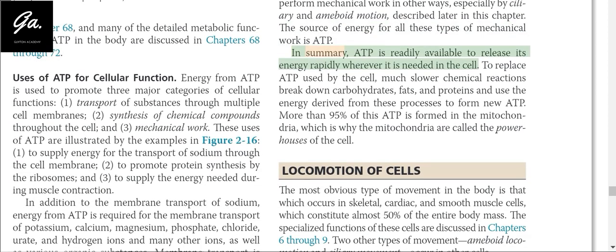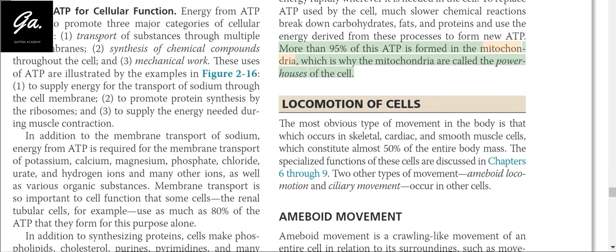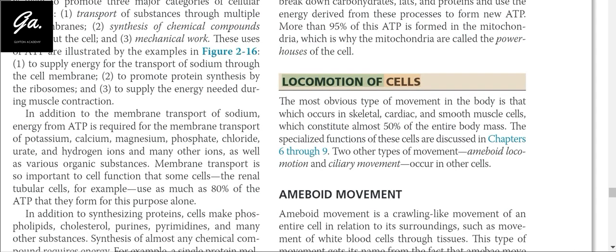In summary, ATP is readily available to release its energy rapidly wherever it is needed in the cell. To replace ATP used by the cell, much slower chemical reactions break down carbohydrates, fats, and proteins and use the energy derived from these processes to form new ATP. More than 95% of this ATP is formed in the mitochondria, which is why the mitochondria are called the powerhouses of the cell.